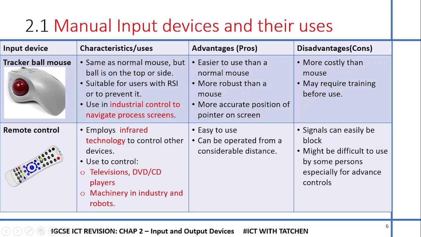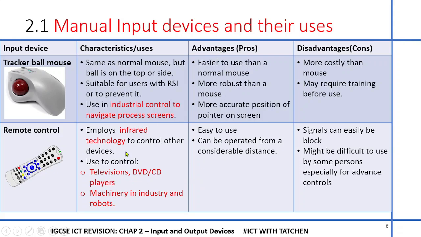So, whatever button you press on this remote here, it activates something when the receiver picks up that signal, and maybe it's to switch off the TV like pressing the red button, or it should switch the channel and all those things. So you can use it to control televisions, DVD or CD players. You can also use it to control robots and other machineries.